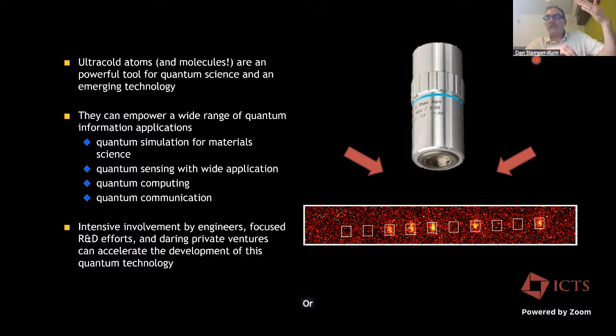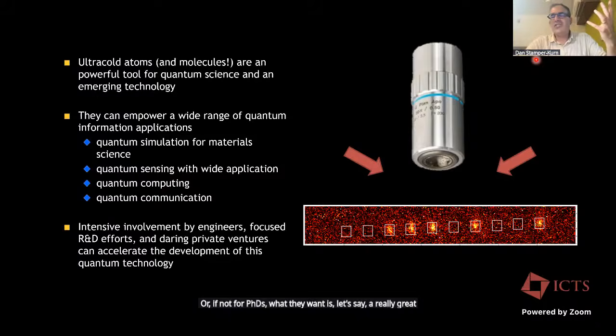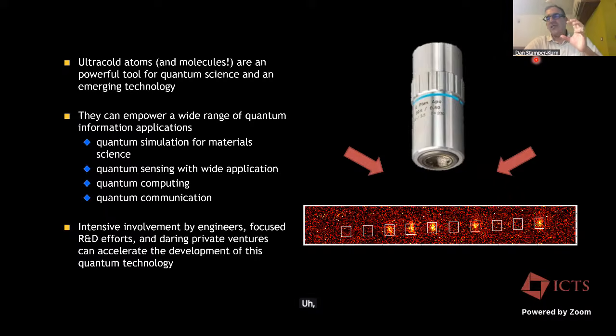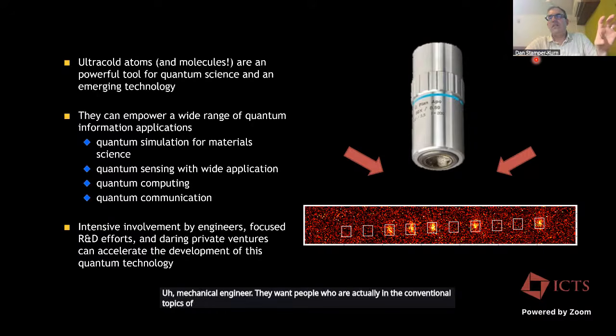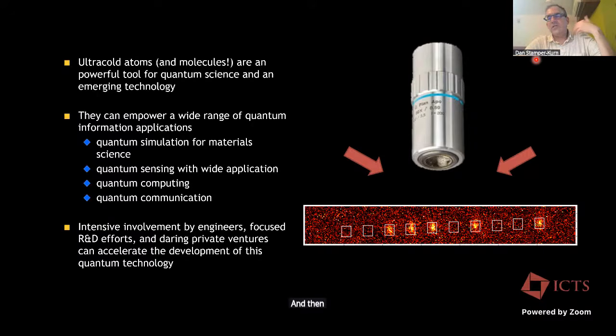Or if not PhDs, what they want is, let's say, a really great engineer. They want a really great electrical engineer or a really great computer programmer or a really great mechanical engineer. They want people who are trained in the conventional topics of academia, and then they will teach you everything you need to know about quantum computing.